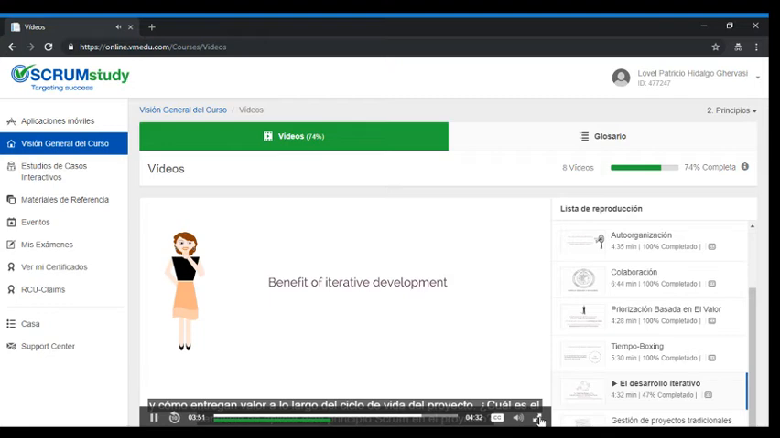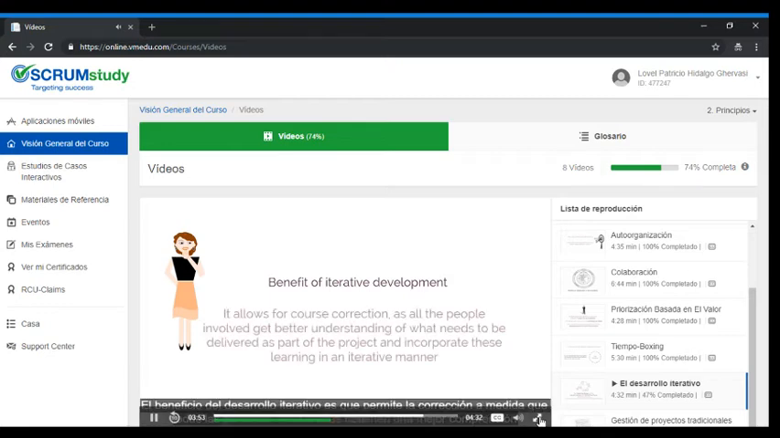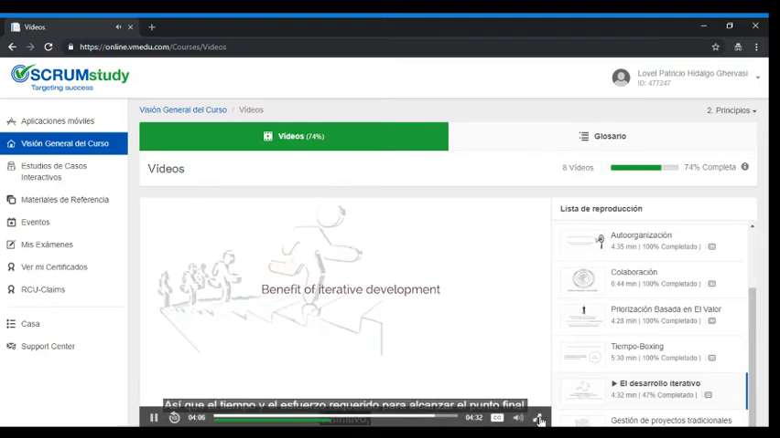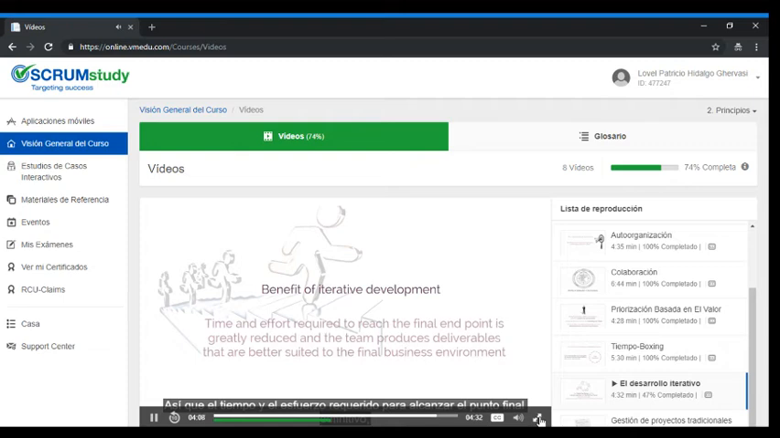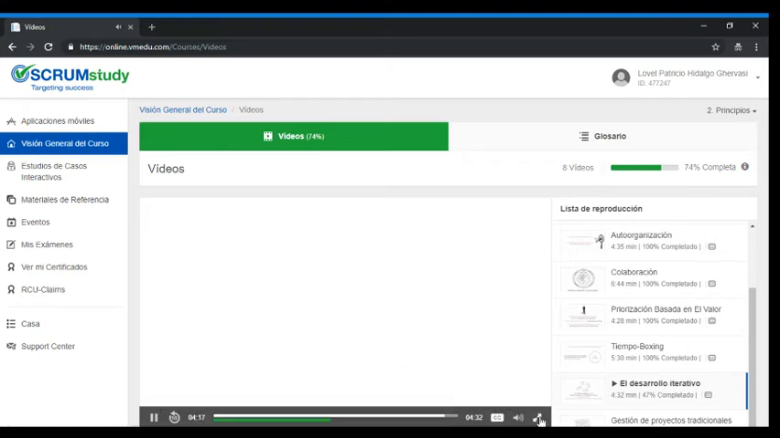So what's the benefit of applying this Scrum principle to the project? The benefit of iterative development is that it allows for course correction as all the people involved get better understanding of what needs to be delivered as part of the project and incorporates these learnings in an iterative manner. Thus, the time and effort required to reach the final endpoint is greatly reduced, and the team produces deliverables that are better suited to the final business environment.